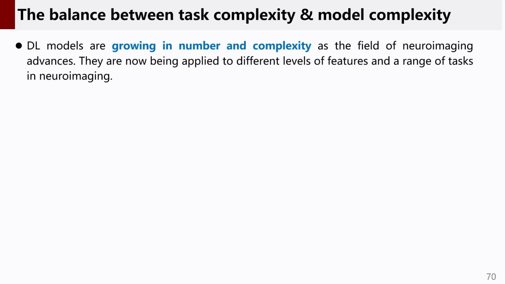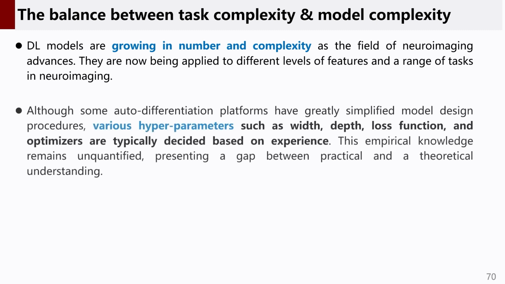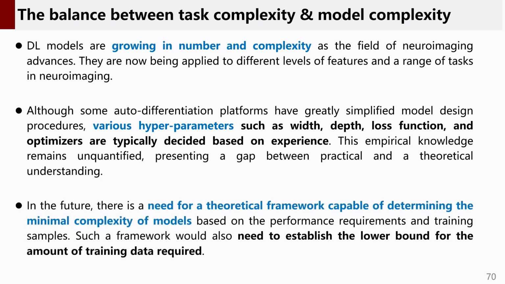Also, we need to pay attention to the balance between task complexity and model complexity. DL models are growing in both number and complexity. There are also many hyperparameters, such as width, depth, loss function, and optimizer. So this requires empirical knowledge to combine all this information and optimize the trade-off so that we can get the ideal output.